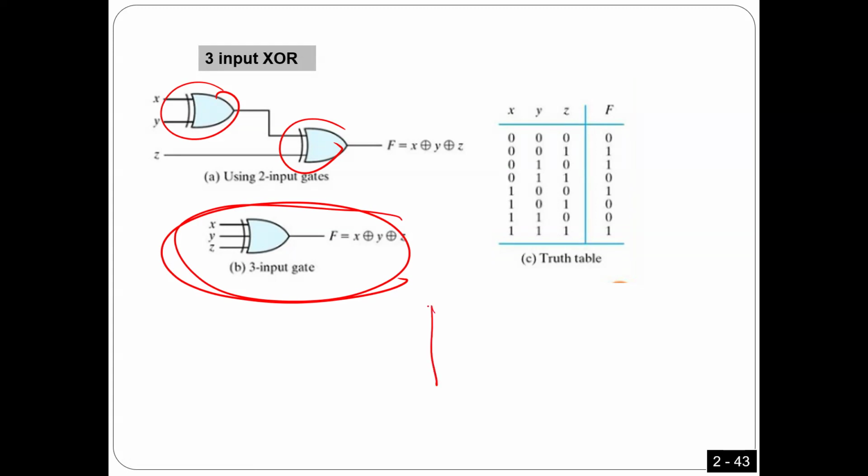In the case of AND, there is an easy way. If you have too many inputs, there is an easy way to calculate the output. As I told you, if just one input is zero, the output is one. Here there is no easy way, so you have to do it in two steps.